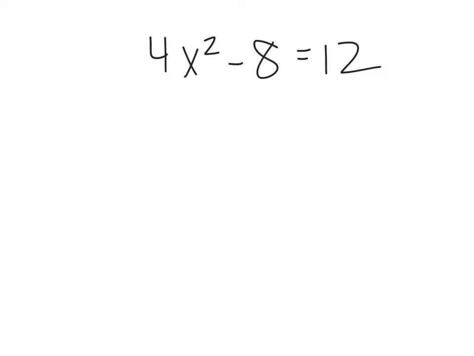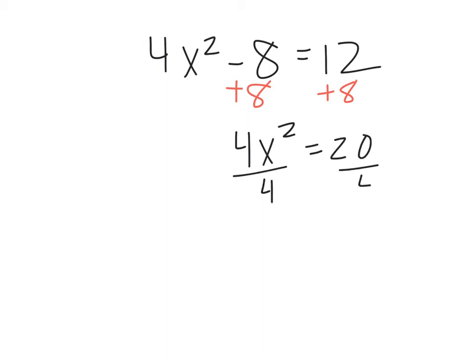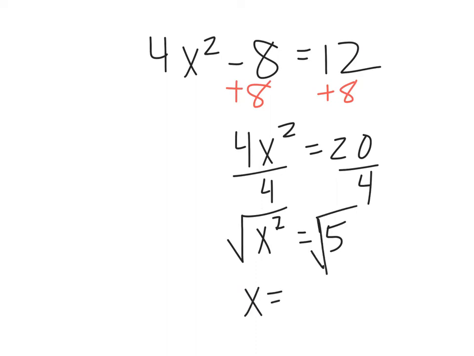So this looks like one that we saw yesterday. The only thing that's going to be different is the last step we're going to need to do to solve it. So we want to get rid of subtraction first by adding 8 to both sides. That gives me 4x squared equals 20. I'm going to divide both sides by 4 to get rid of the multiplication. And that's going to give me x squared equals 5. And then to undo squaring, we take the square root. We know anytime we use the square root symbol, we have to put plus or minus.